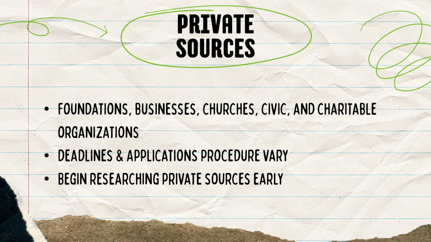Private sources, which can include foundations, businesses, churches, civic organizations, and charitable organizations. You should research what's available in the community, including any organization which you or your parents belong to. Private donors often develop their own application and eligibility criteria and procedures. As we hear about community scholarships, we post them on our Community Scholarships Opportunities website. Be sure to check it frequently.